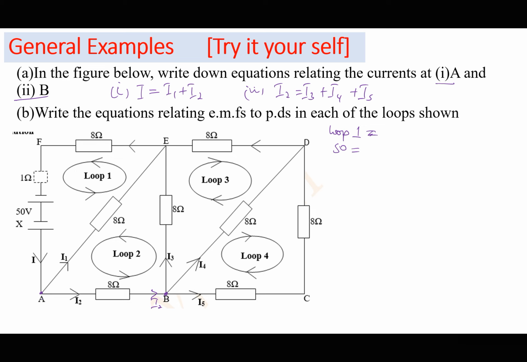Sum of the PDs. A to E, the PD is positive because the current is in the same direction as the loop. So that is 8 times I1. E to F, the PD is positive because the current I is the same current here.